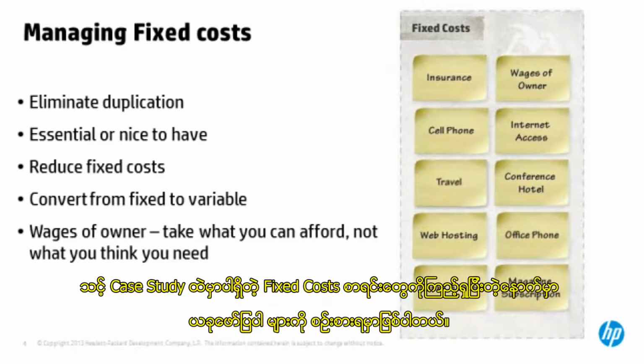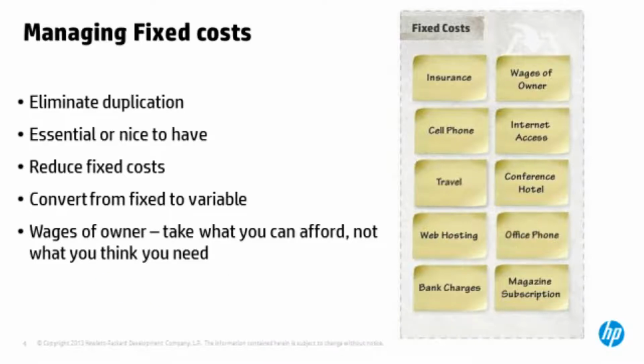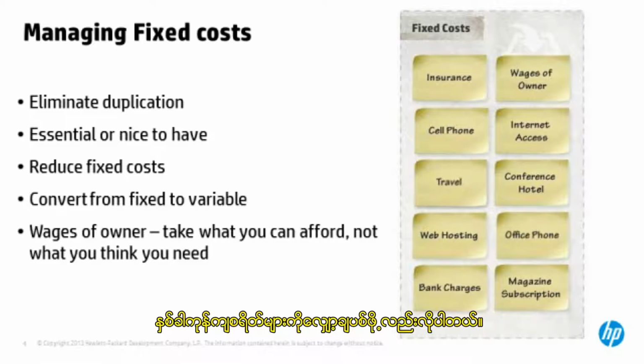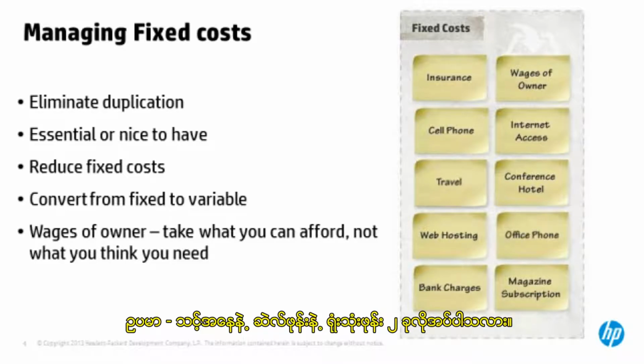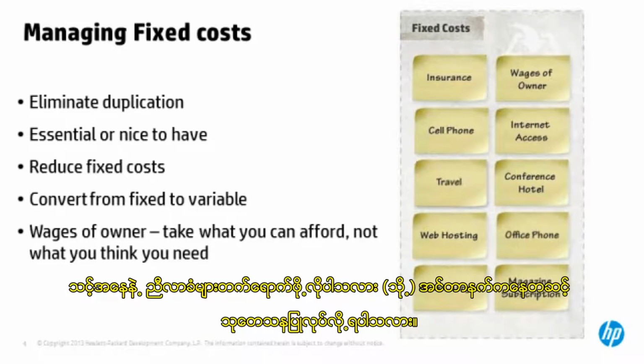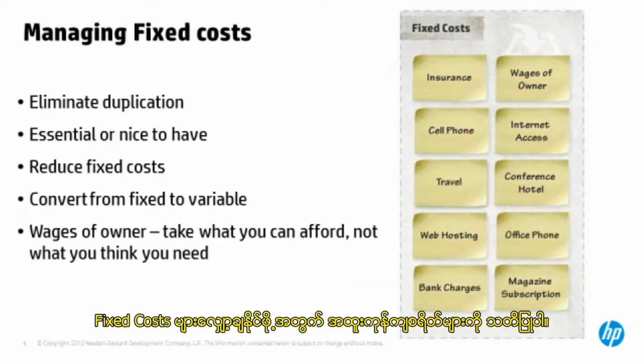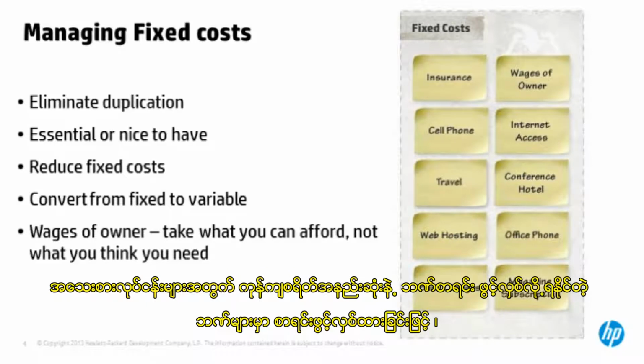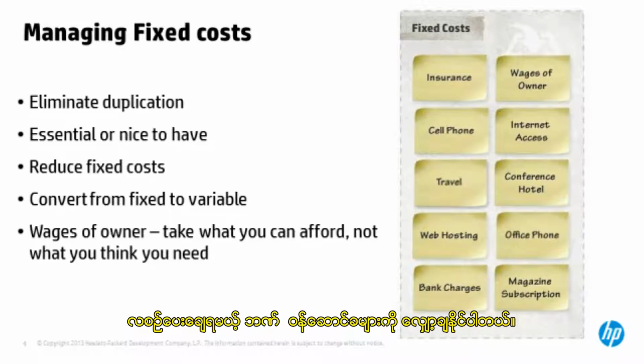Looking at the list of fixed costs in your case study, the following must be considered. Eliminate duplication of cost. Do you really need a cell phone and an office phone? Is the item essential or a nice to have at this stage of the business? Must you attend a conference or can you do your research online? Reduce the fixed costs by looking out for specials or use a bank which provides low-cost accounts for small businesses, thereby reducing your monthly bank charges.